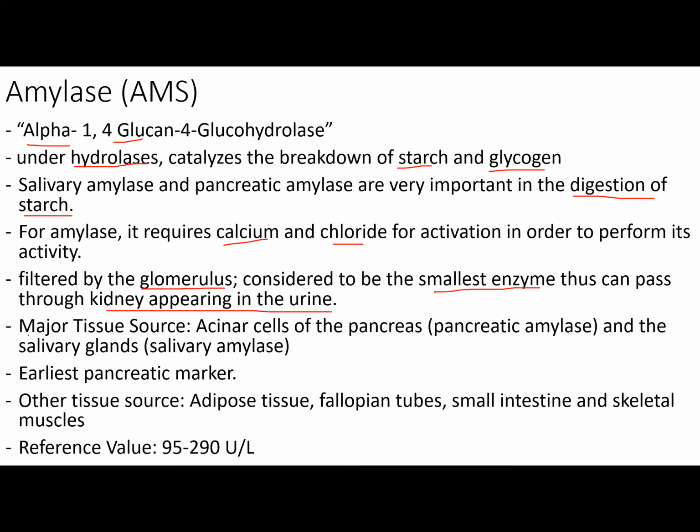appearing in the urine. Now, the major tissue source is the acinar cells of the pancreas, specifically for pancreatic amylase, and the salivary gland, where the salivary amylase comes from. As I mentioned at the start of the discussion, there are two types of amylases, the pancreatic and salivary, found in the pancreas and the salivary gland. It is the earliest pancreatic marker. Other tissue sources include adipose tissue, fallopian tube, small intestine, and skeletal muscle. The reference value is 95 to 290 U per liter.